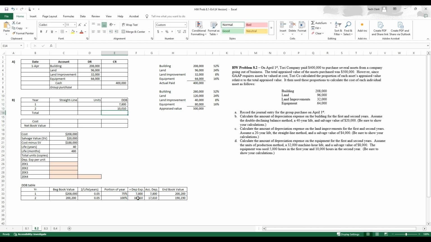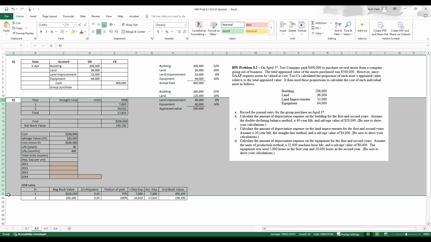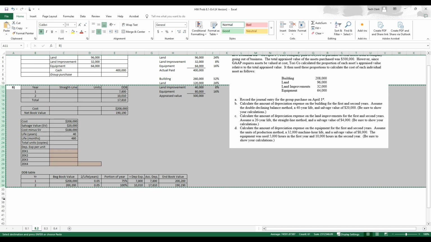But we can do depreciation expense for those first two years. Our total, our cost, and then our cost minus our total accumulated depreciation to date is 191. So kind of the same thing we're showing here. A little bit redundant, and we're not doing units or straight line for the first year, but it's all good. Just have it here as a template to fill out. It's just kind of nice.